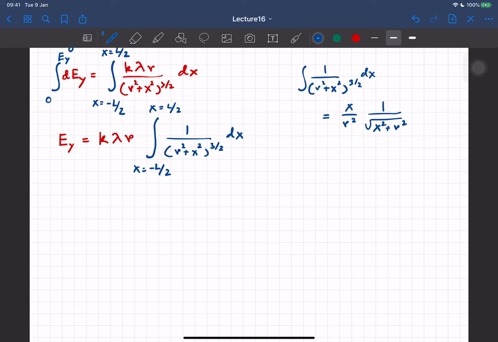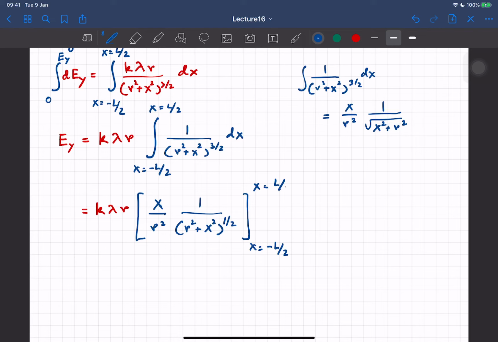Okay, so doing this, we can just use the result and substitute the limits of integration. So it's equal to k lambda r. After the integral, you use this bracket just to make it clear. So it's x over r square, 1 over r square plus x square, to the power 1/2, since it's a square root. And then you need to put the limit from x equals minus L over 2 to x equals L over 2, like this.